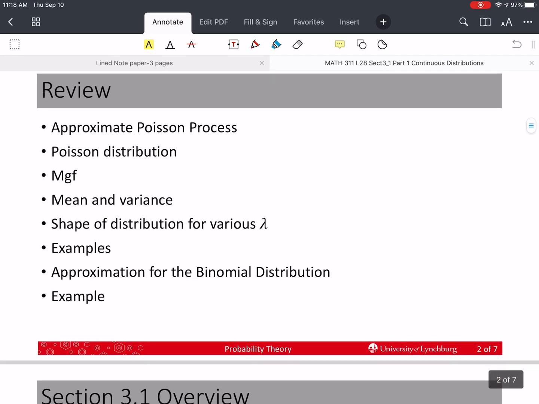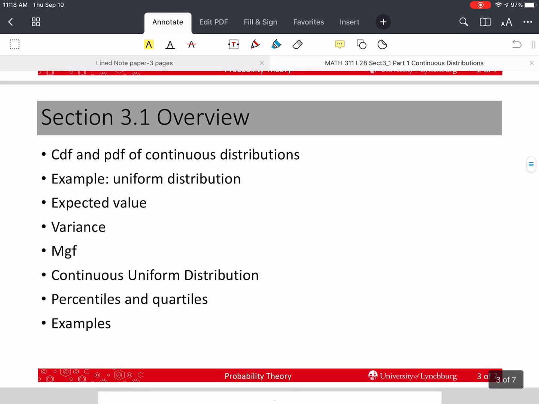Last time, in the last section, we discussed the Poisson distribution, and specifically in the last video we talked about some examples. We also did an example for the approximation of the Poisson for the binomial distribution. This time we're going to look at continuous distributions, not a discrete distribution. We're going to talk about the differences, the cumulative distribution function, and now instead of a PMF, which is a probability mass function, we're going to talk about a probability distribution function. And we're going to give an example of the uniform distribution, look at expected value, variance, and the MGF. We're going to do a supplemental video next that will be on the continuous uniform distribution, and in the last video for this section we will look into percentiles, quartiles, and do some examples.